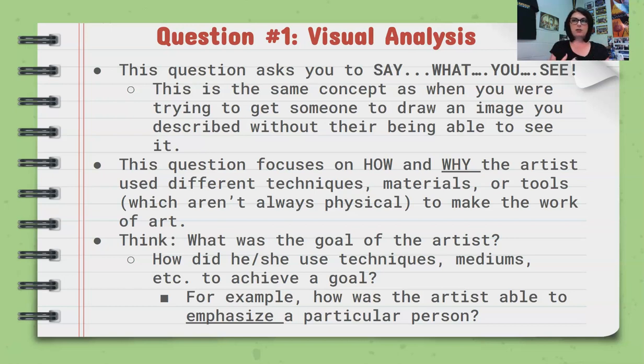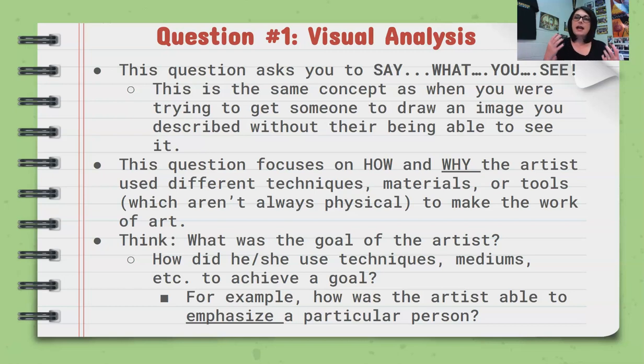Another activity that I do with my students is I give them a video and I give them a picture and I say, okay, you are going to get somebody to draw this without them seeing it. So you're really going to need to describe the elements that you see, like how the artist uses the lines, how they use the colors, how they use the shapes. Is it balanced? Is there texture? So really that visual analysis is breaking down what you see.